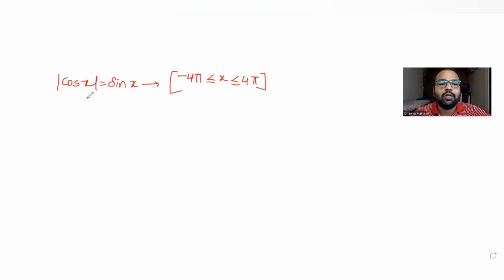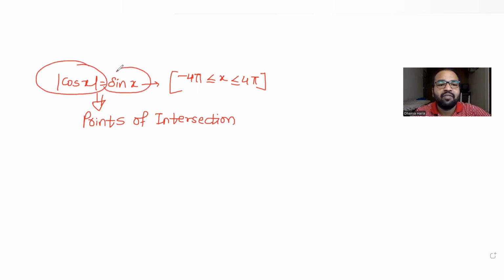Now, in other words, if we want to find out how many solutions there are for this expression, we can just find out how many points of intersection there are for these curves. So if we intersect both of these, that is mod of cos x and sin x, and see how many points of intersection there are, that many solutions we will have. So let's first understand both of these curves individually, and then we'll make them intersect and find the number of points of intersection. First of all, let me draw the curve for sin x.